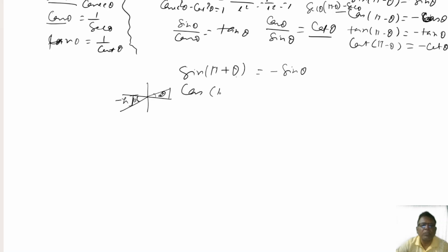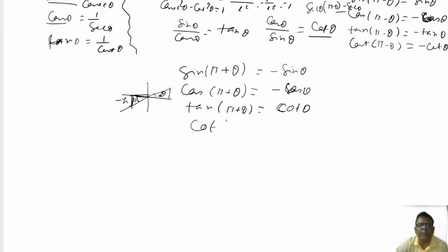And what will be the cos? Cos pi plus theta. b is negative, so this also will be negative, minus cos theta. And tan pi plus theta: see, this is negative, this is also negative, so the ratio of both will be positive. And the reciprocal of this also will follow the same pattern. Cot pi plus theta is plus, sorry, tan theta. So this one is also cot theta.